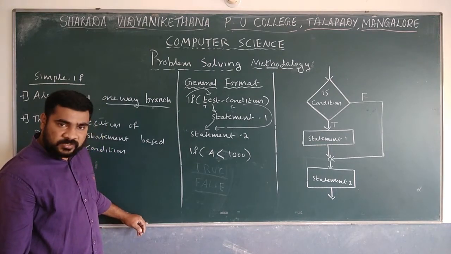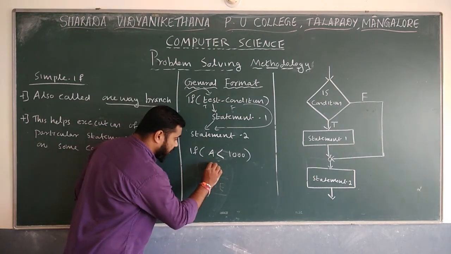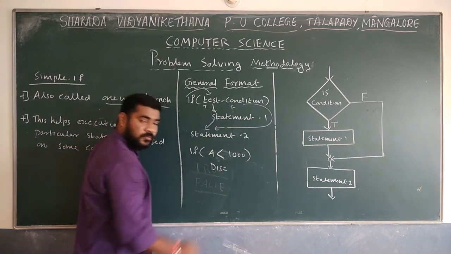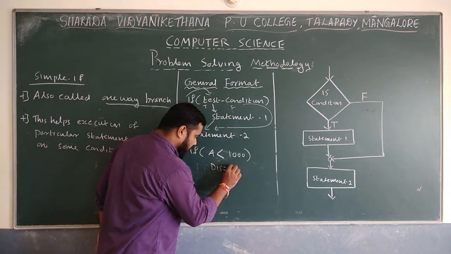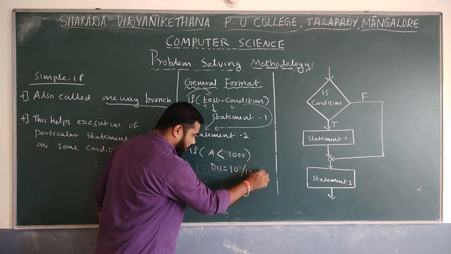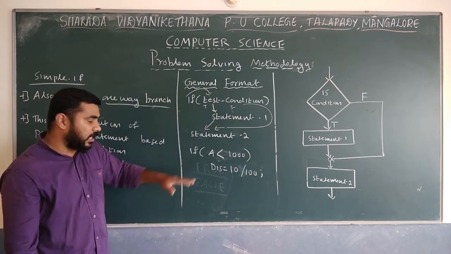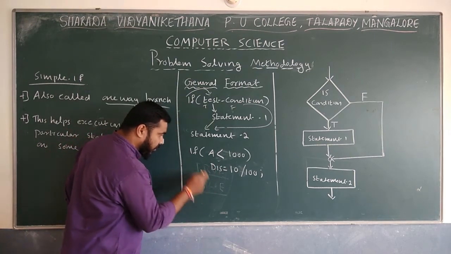Amount is greater than 1000. If the amount is greater than 1000, we can give the discount. So we can write discount is equal to 10%, 10 by 100. Like that we can calculate the discount. Otherwise, no discount. Otherwise, we can go for the next statement.